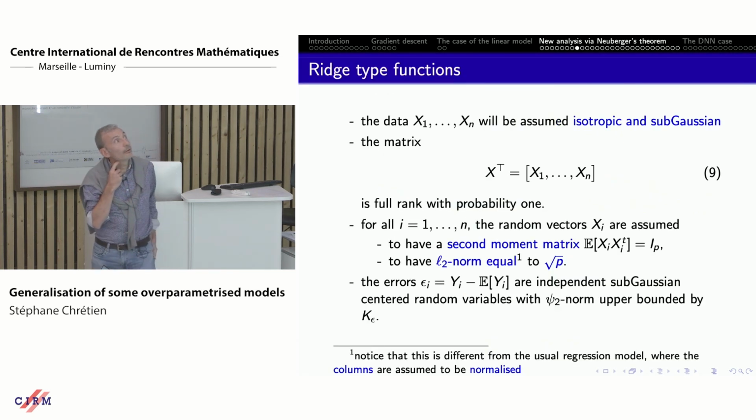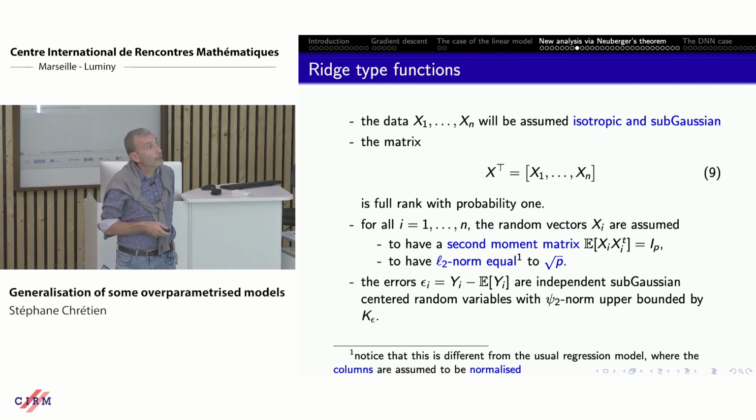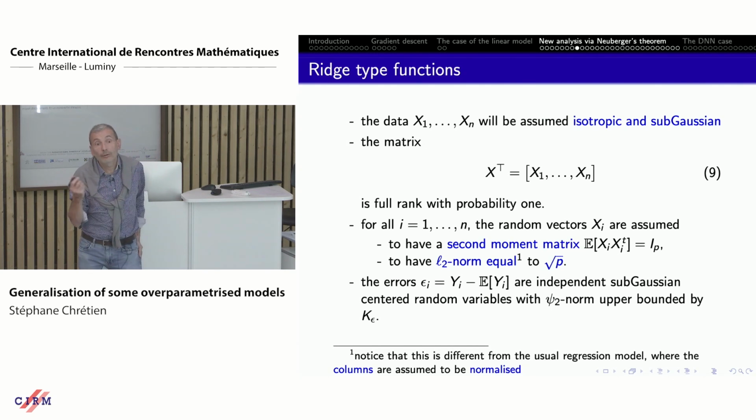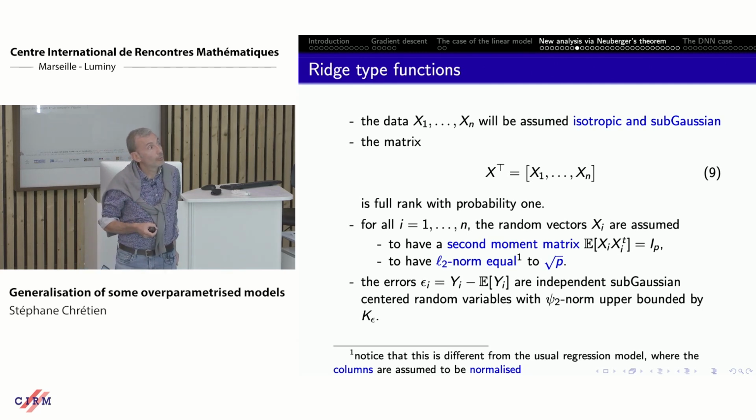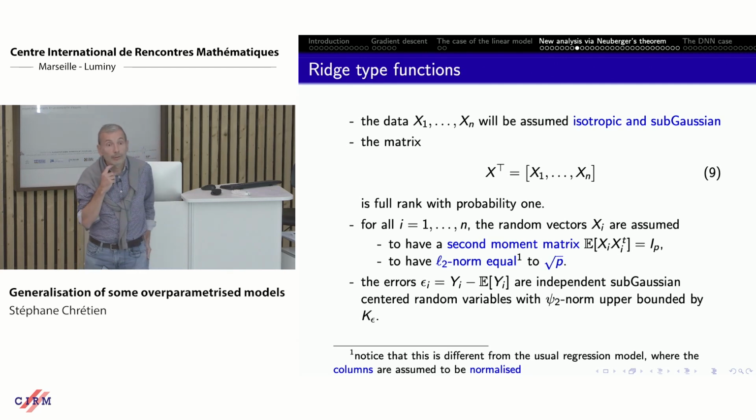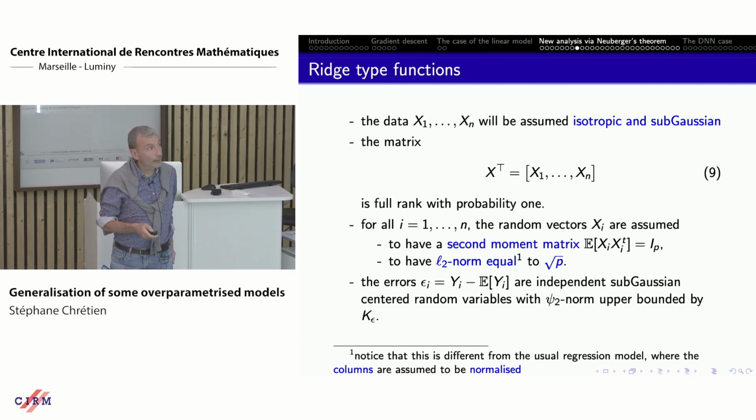So we'll assume that the data are isotropic sub-Gaussian vectors, that the matrix is full rank with probability 1, that the covariance matrix is the identity, and of course you can recover all sorts of different settings by just taking transformations. And you have L2 norm equal to square root of p, which is also an assumption that we can weaken if we want to work a little bit more on this. And of course, we'll also assume that the errors are sub-Gaussian.